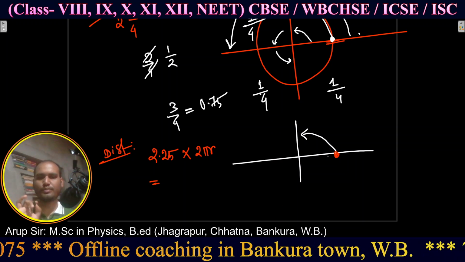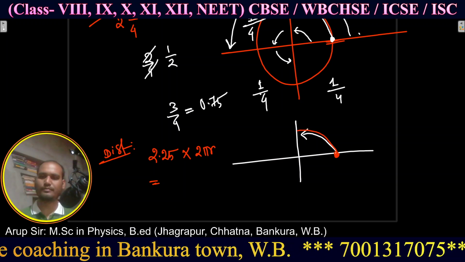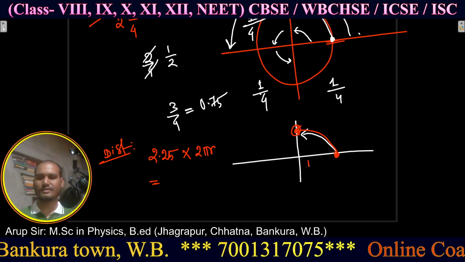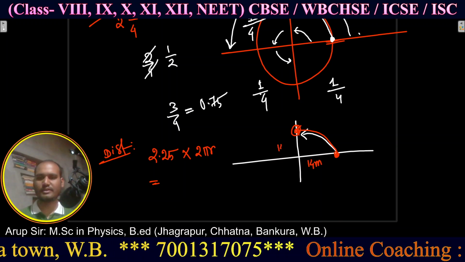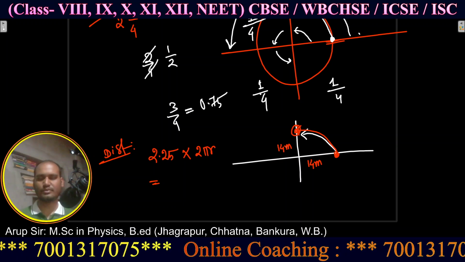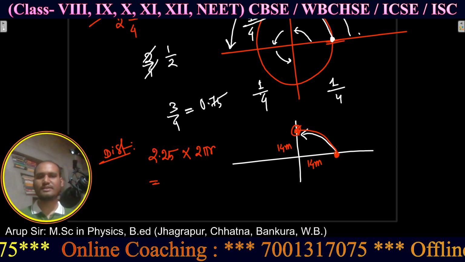And 0.25 means 1 by 4 rotation. 1 by 4 rotation means it is going from this point to this point. Which means if it is 14 meter, then it is also 14 meter. Why? Because it is a circular path. Along a circular path it is moving. This is why. Now 14 meter, we are getting the distance and displacement.